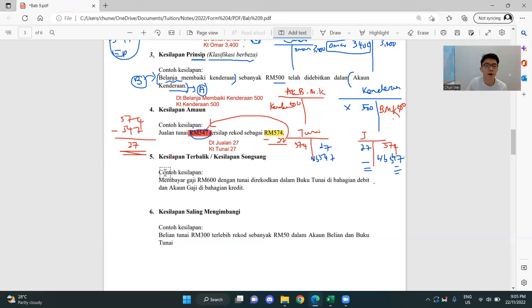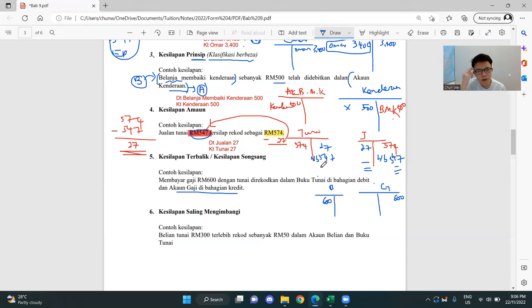Okay, now next number five, the kesilapan terbalik, or you can call it a kesilapan songsang, up to you. So this is terbalik. What do you mean terbalik? Contoh kesilapan. Membayar gaji 600 dengan tunai direkodkan dalam buku tunai di bahagian debit dan account gaji di bahagian credit. So now what they did is, they debit buku tunai and credit gaji. So if you open account gaji, you credit 600. And then your buku tunai, let's say bank, you debit 600.